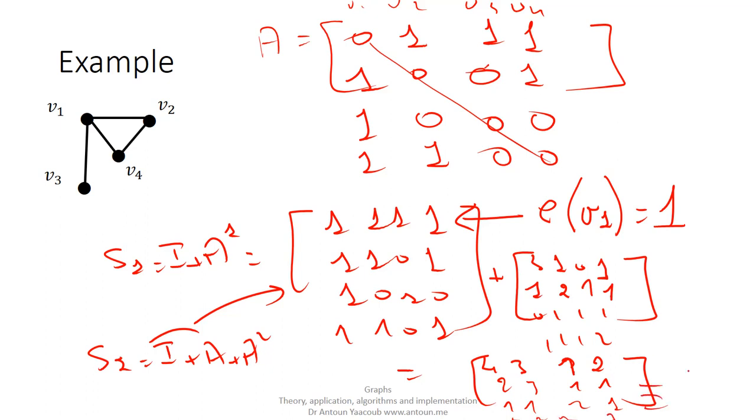As you can see, all these rows don't contain zeros, so we can say that the eccentricity of v2 is equal to 2, the eccentricity of v3 is equal to 2, and the eccentricity of v4 is equal to 2. Why is it equal to 2? Because this is the term of the sum.